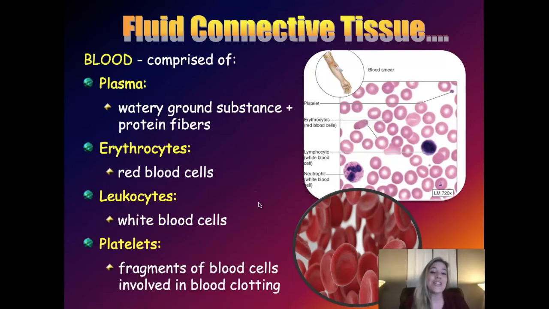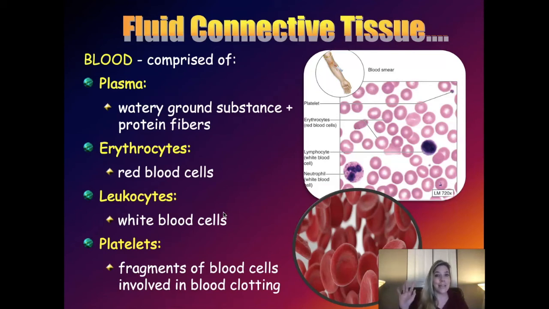And then in addition to your erythrocytes and your leukocytes, you're going to have platelets. These are little fragments of blood cells, and they're very important. They play an important role in the clotting of blood. So that's your fluid connective tissue, blood. That fills out our entire chart on connective tissue.